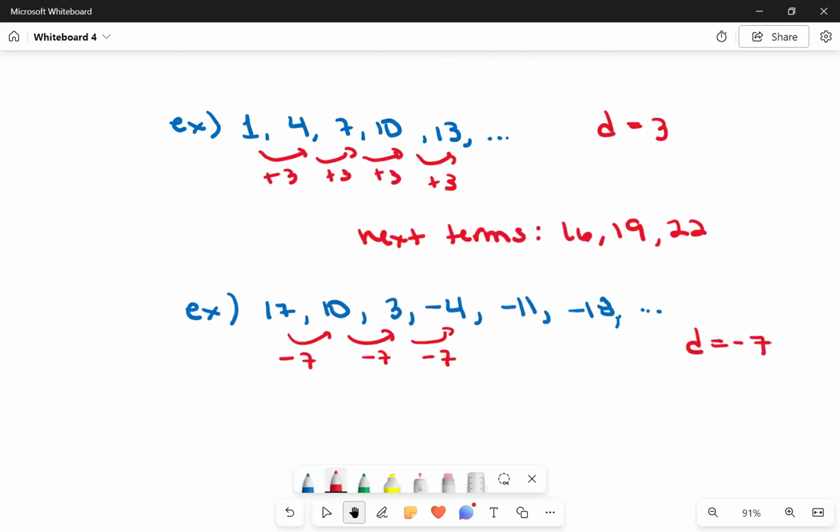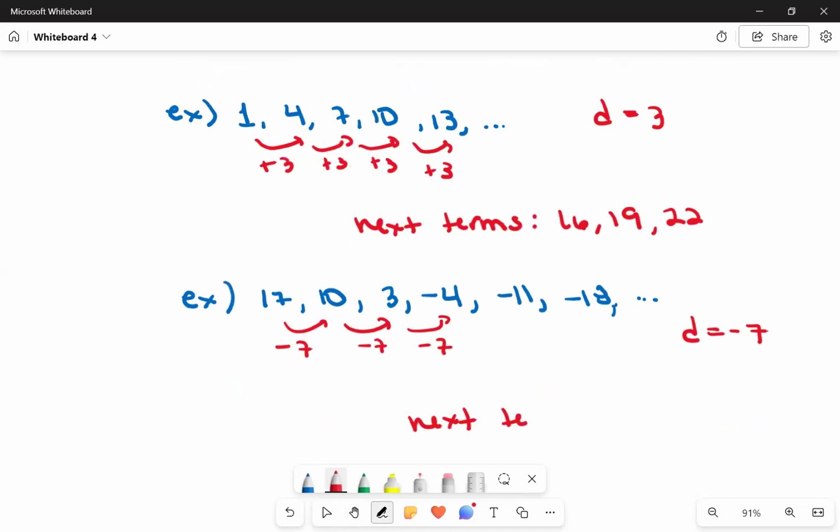And the next terms in the sequence we can find by continuing to subtract 7. So starting with -18, if I subtract 7 again, I would get -25. If I subtract 7 again, I would get -32. And here I'll do one more time, -39. Since I did 3 last time, I'll do 3 this time. Why not? Awesome. And there we go.